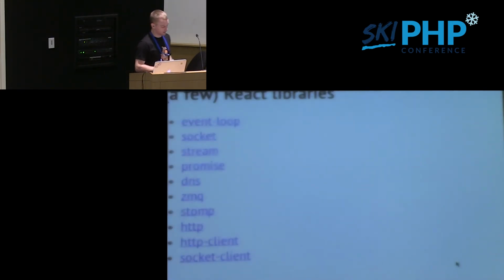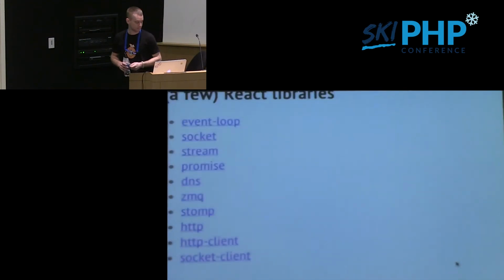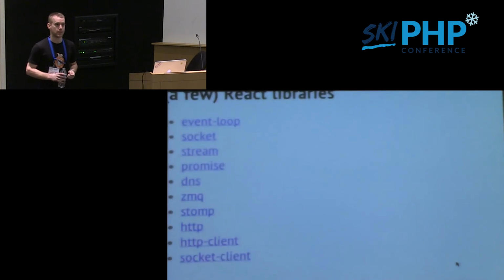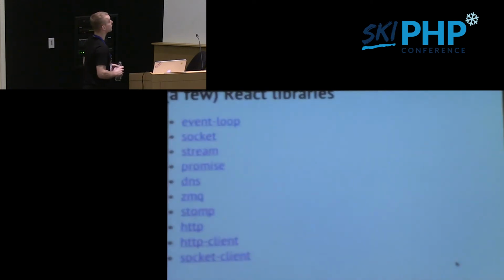Promise, which is the answer to nested callbacks. I'll cover that more later. We have asynchronous DNS. 0MQ, which I will get to a little bit later. I could do a whole talk on that, but the way I like to describe it is TCP on steroids. Stomp, which is a text-based protocol, supported in React. I believe Igor wrote that, and the main purpose of that was to talk to RabbitMQ.